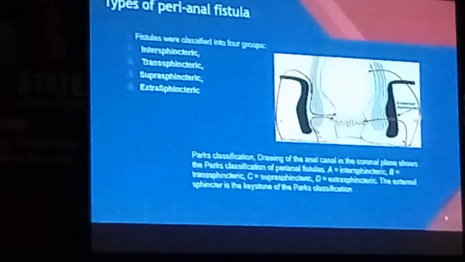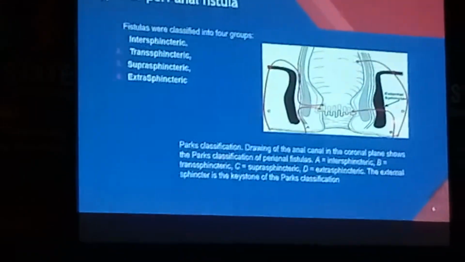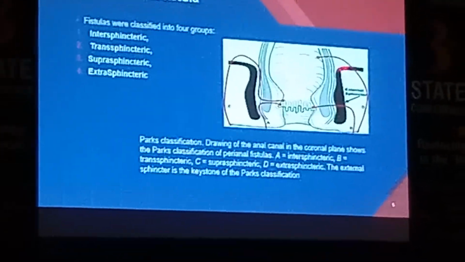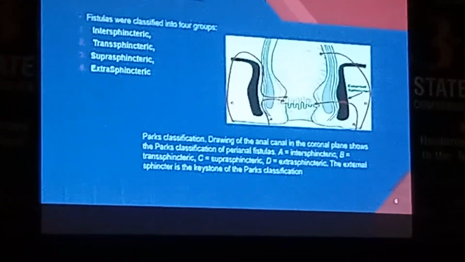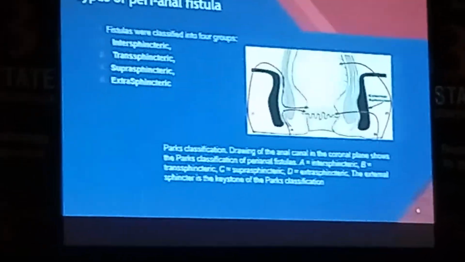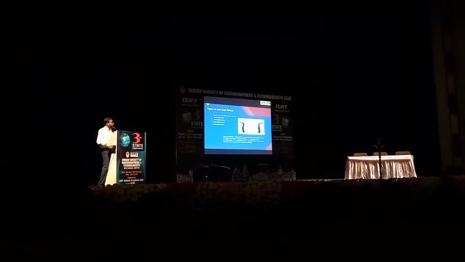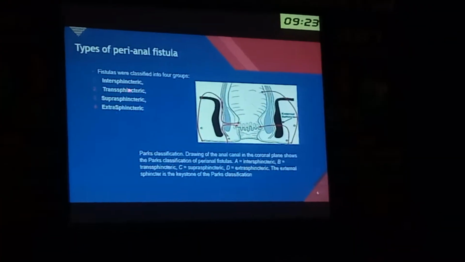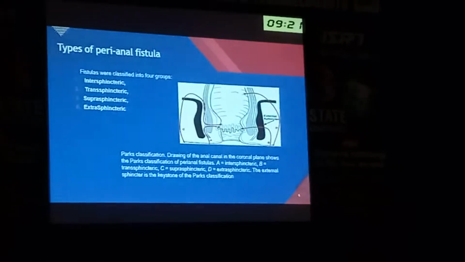And the last one originates from the skin, and it is the only type of fistula that opens in the rectum, not in the anal canal, and that is extrasphincteric. The other three open in the anal canal. The extrasphincteric opens in the rectum. The intersphincteric and transsphincteric are the most common fistulas.